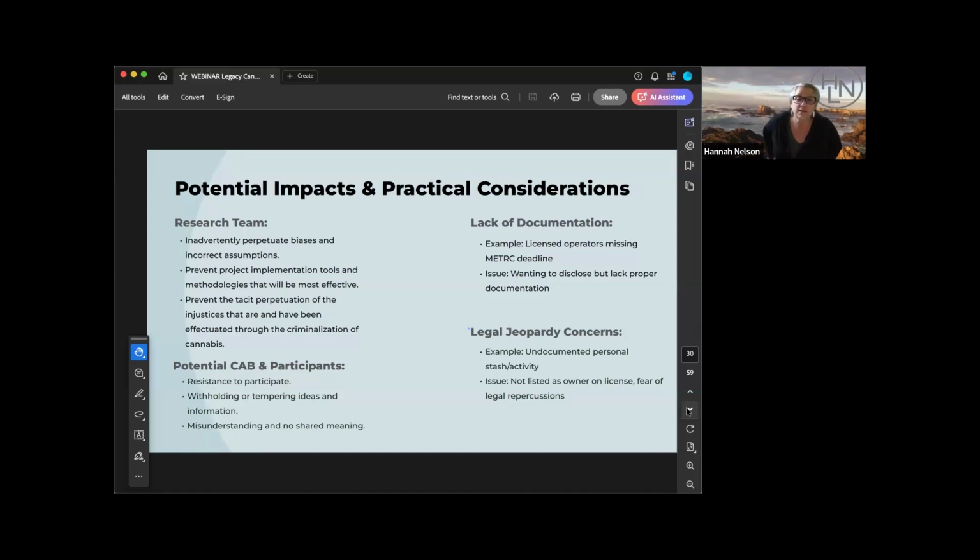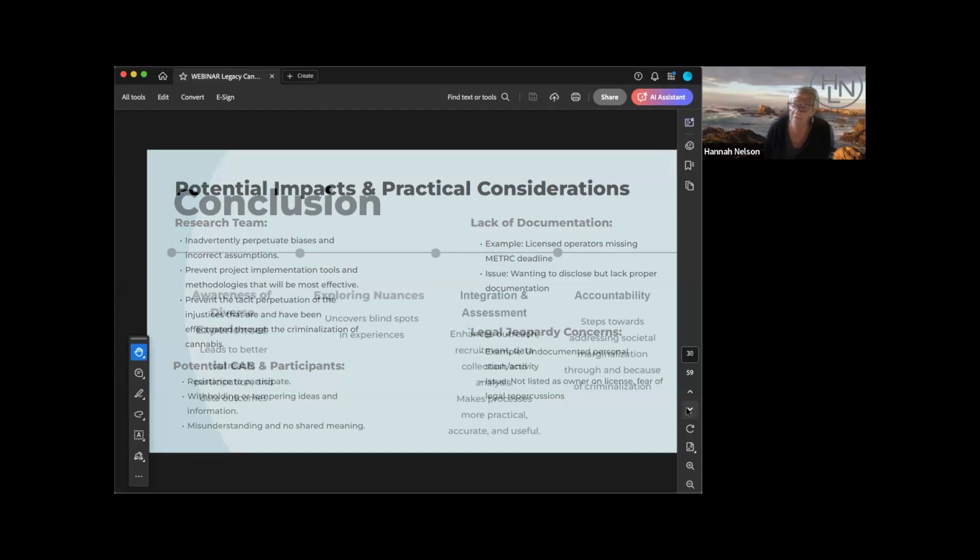Also, not wanting to disclose certain things, missing metric information, inconsistencies, whatever. Legal jeopardy. I really think that everything is going to be fine in terms of avoiding any kinds of legal jeopardy for things that have once happened, but it's certainly a concern and something to be aware of. Next slide, please.